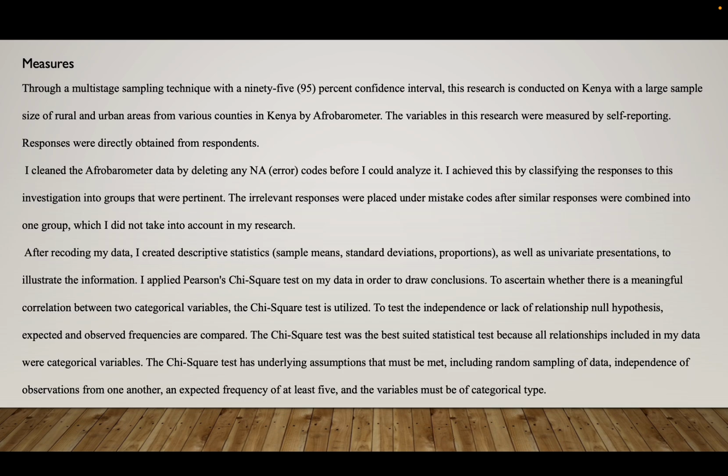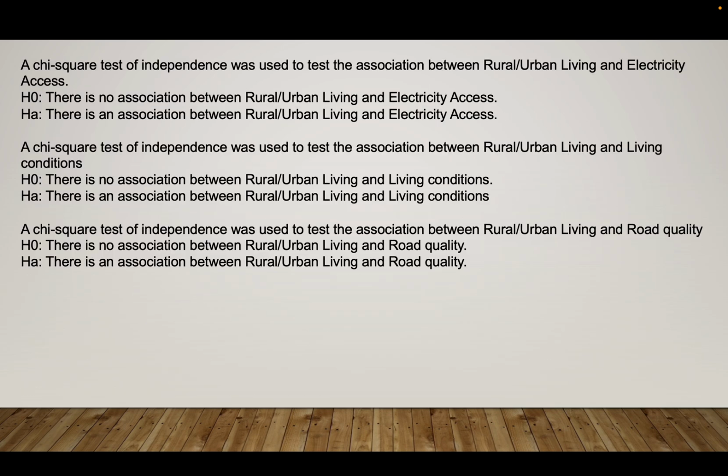The chi-square test has underlying assumptions that must be met, including random sampling of data, independence of observations from one another, and an expected frequency of at least 5, and the variables must be of categorical type.